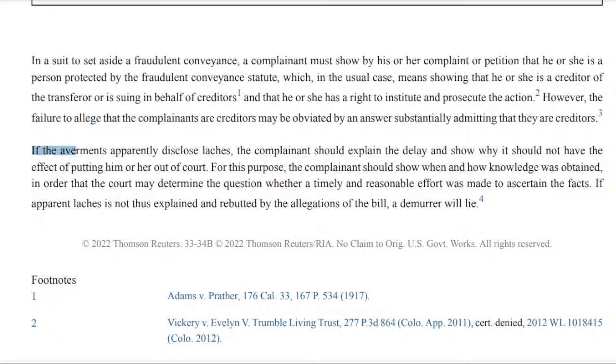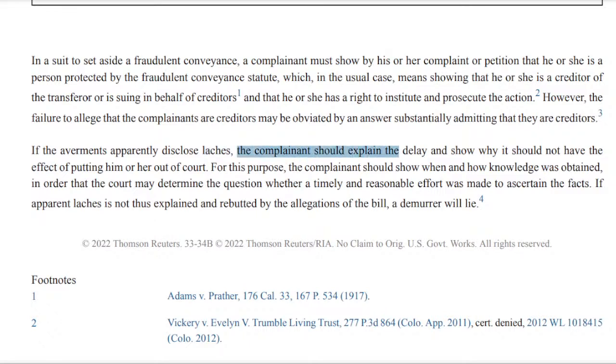If the averments apparently disclose laches, the complainant should explain the delay and show why it should not have the effect of putting him or her out of court. So again, laches sometimes gives the possibility of going beyond statutes of limitations based on the doctrine of laches, I believe it was. That was in part 2 of Fraudulent Conveyances and Transfers.